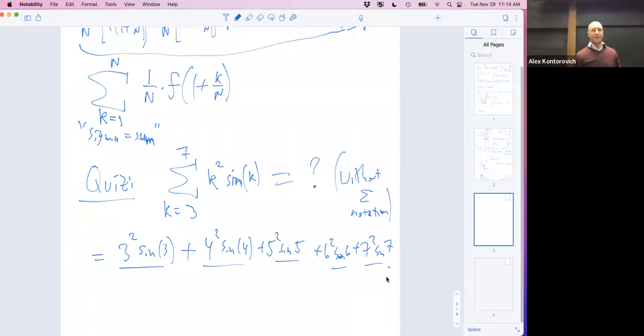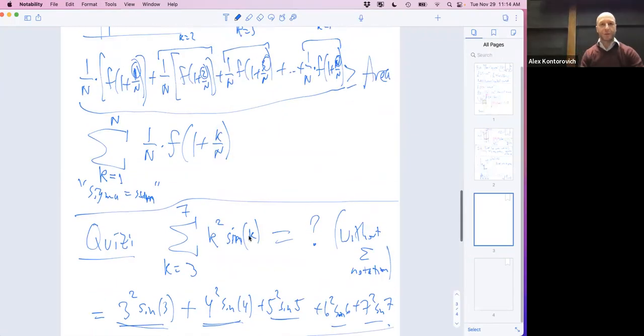Great. All right, so it makes sense what this sigma notation is trying to accomplish? What would you rather write? 3 squared sine of 3 plus 4 squared sine of 4 plus 5, or just the sigma, right? Hopefully you're seeing the utility of this sigma notation. All right.